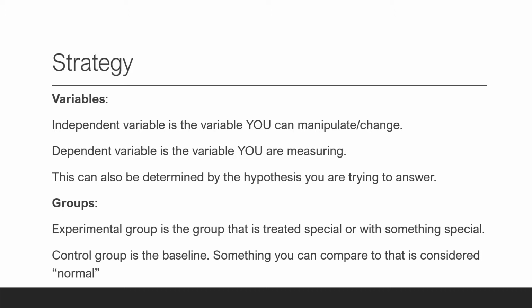Moving on to groups. The experimental group is the group that usually is treated with something or something different, or is different. And the control group is considered to be the baseline, something you can compare to that is considered normal. So with these key concepts, let's apply them to the 6 different problems. Let's go.